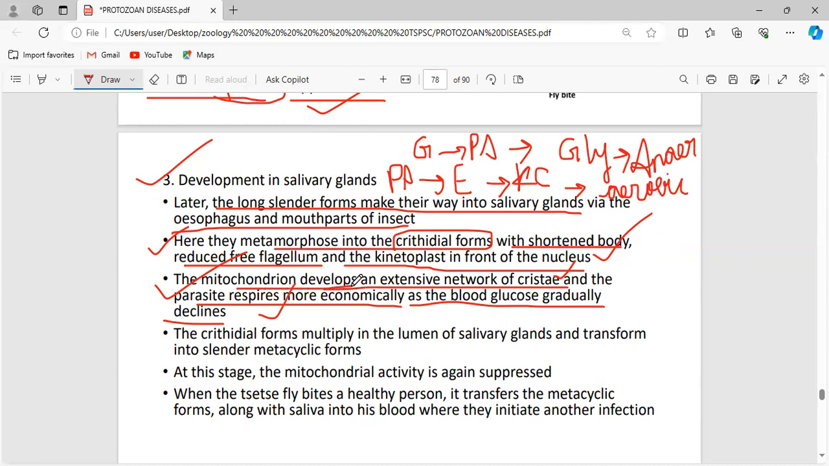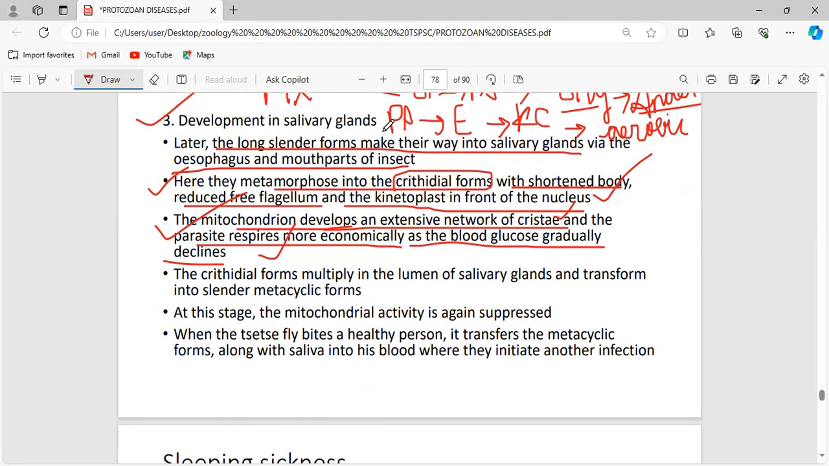When glycolysis happens, the mitochondria loses its cristae. If it loses its cristae, it becomes inactive. If it is inactive, it doesn't need any oxygen. So glycolysis is an anaerobic process.